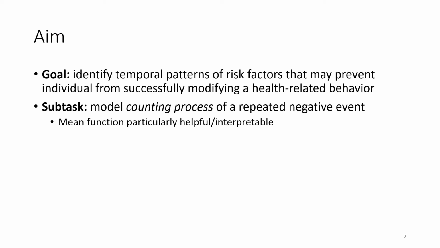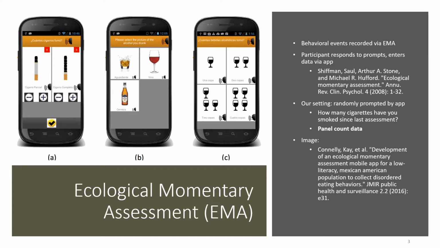Our goal is to identify temporal patterns of risk factors that may prevent an individual from successfully modifying a health-related behavior. As a subtask, we'd like to model the counting process of a repeated negative event. Here the mean function is particularly helpful and interpretable.